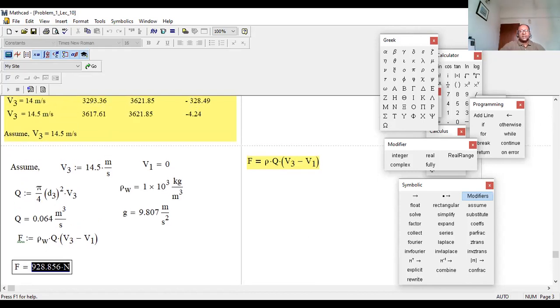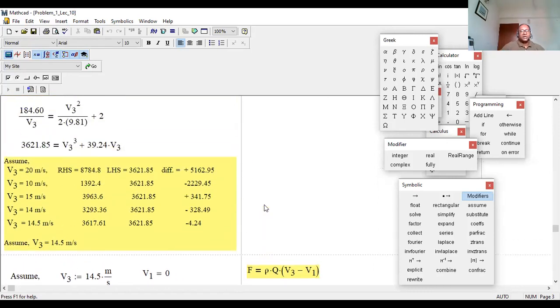Any question? Sir, one question, sir. Yeah, sure. Sir, the pump is pulling water, so water is coming to the pump. So why are we taking the velocity 0?